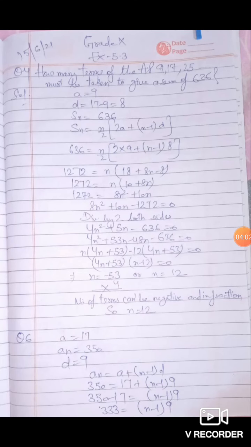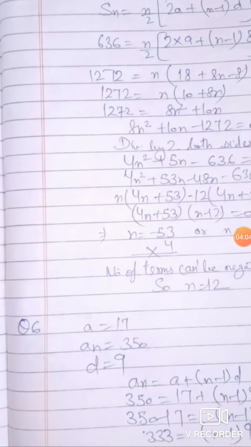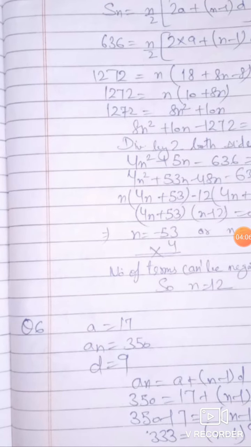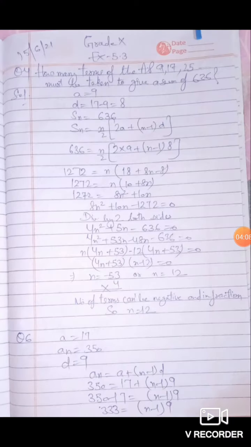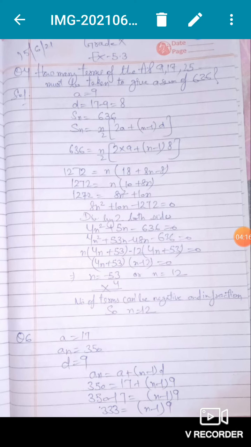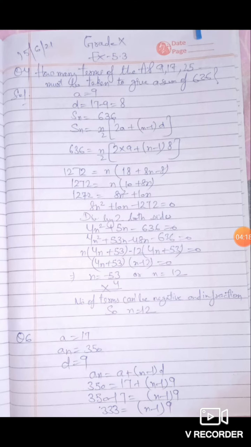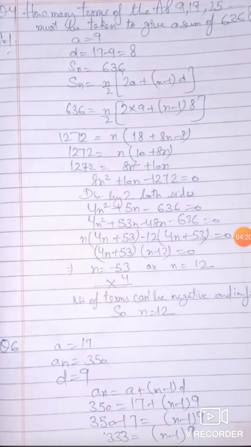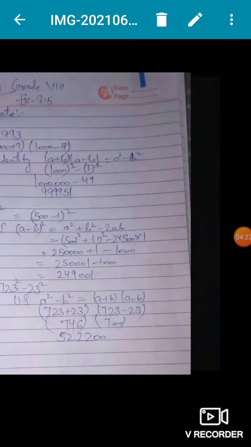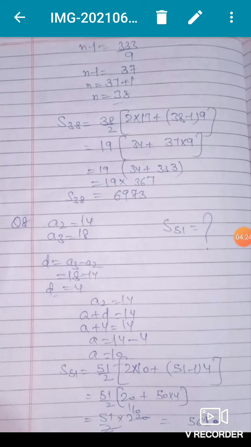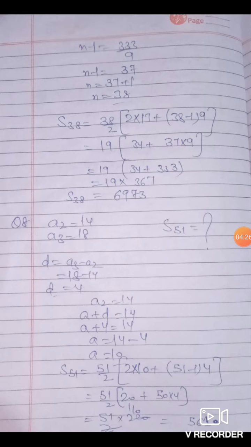Okay, next question, look. In the next question it is given that the first and last term of an AP are 17 and 350 respectively. First is a, and the last we don't know which term it is, so we will write it as an. The common difference is given as 9, and we have to find the sum of the 38 terms.